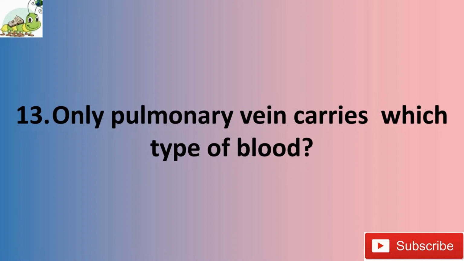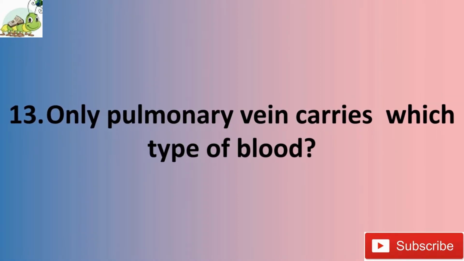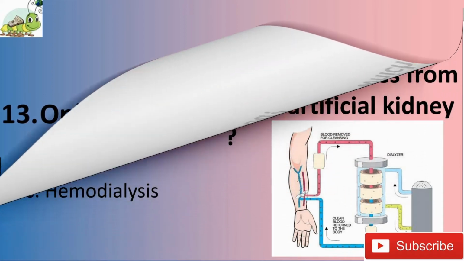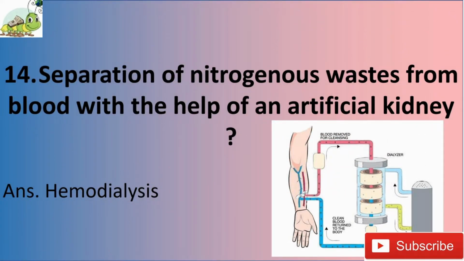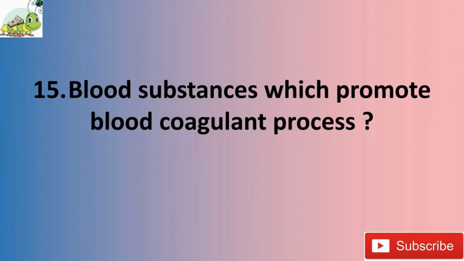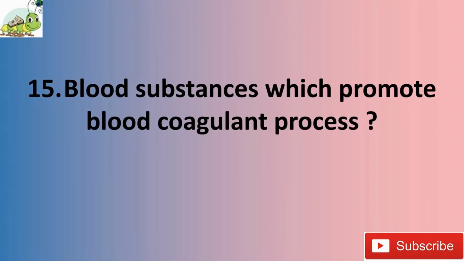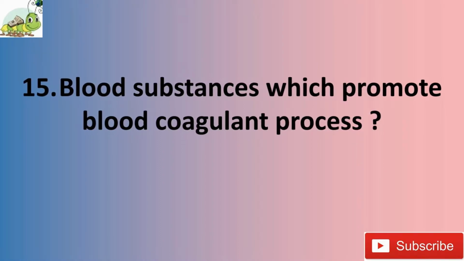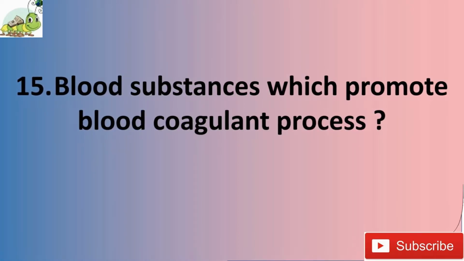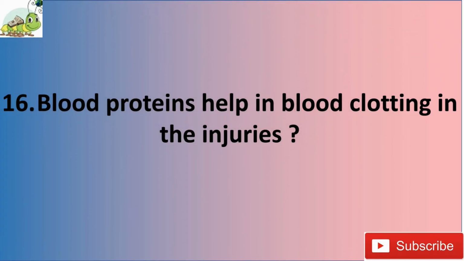Point number 13. Only pulmonary vein carries what? Oxygenated blood. Point number 14. Separation of nitrogenous wastes from blood with the help of an artificial kidney, that is hemodialysis. Point number 15. Blood substances which promote blood coagulation process, that is procoagulants. Point number 16. Blood proteins that help in blood clotting in injuries: fibrinogen and prothrombin.